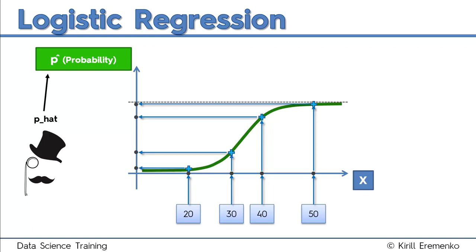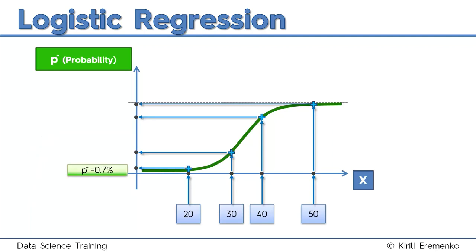The person who's 20 years old, the probability of taking up this offer is very low, perhaps 0.7%, so less than 1%. The person who's 30 years old, the probability is higher. It's about 23% to take up this offer. The person who's 40 years old, their probability to take up this offer is 85% according to this model. And the person who's 50 years old, their probability is 99.4%. So that's the first thing that you can get out of a logistic regression.